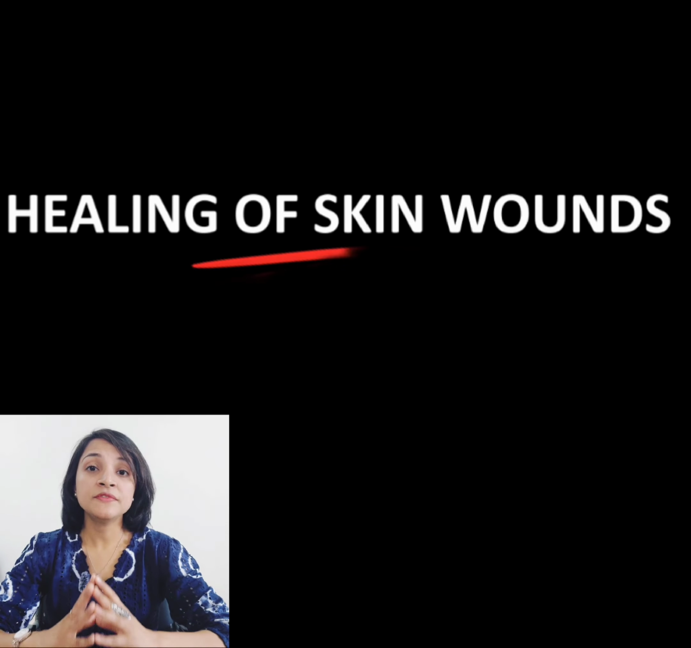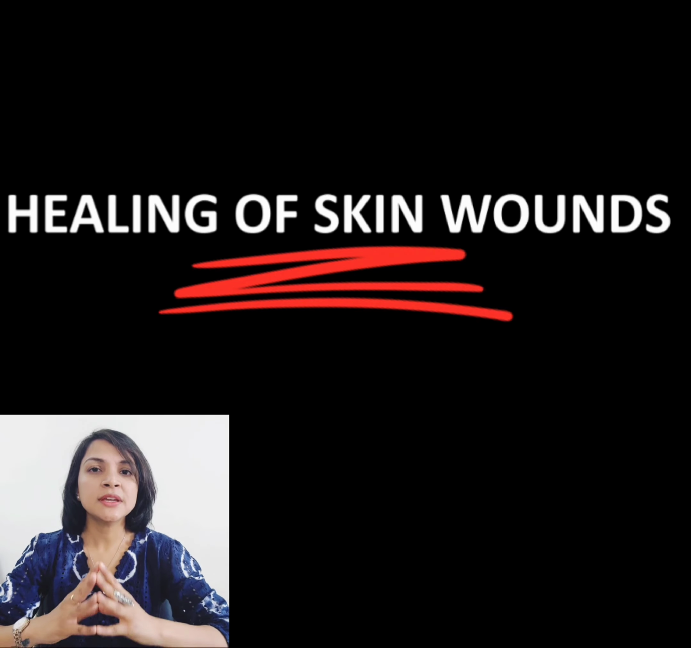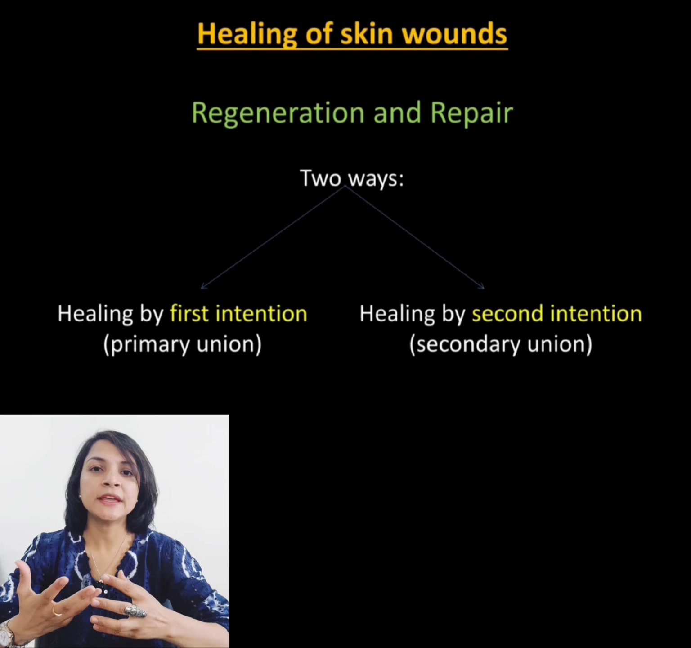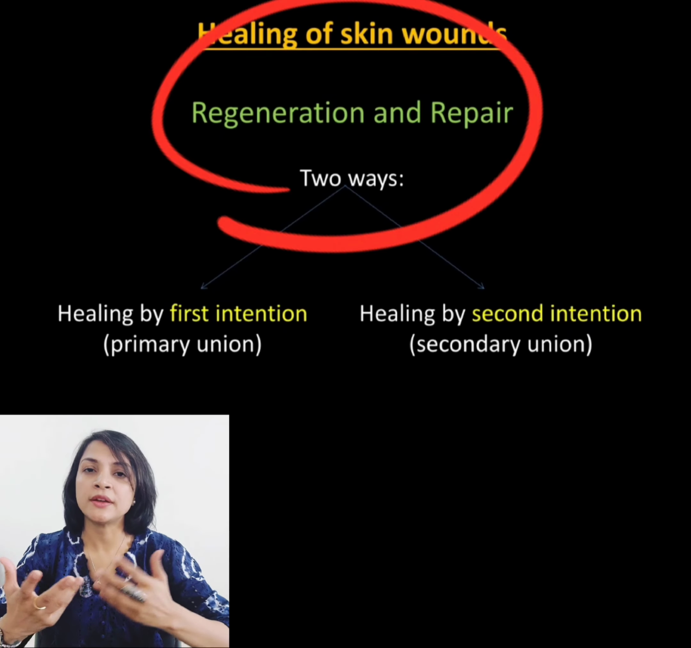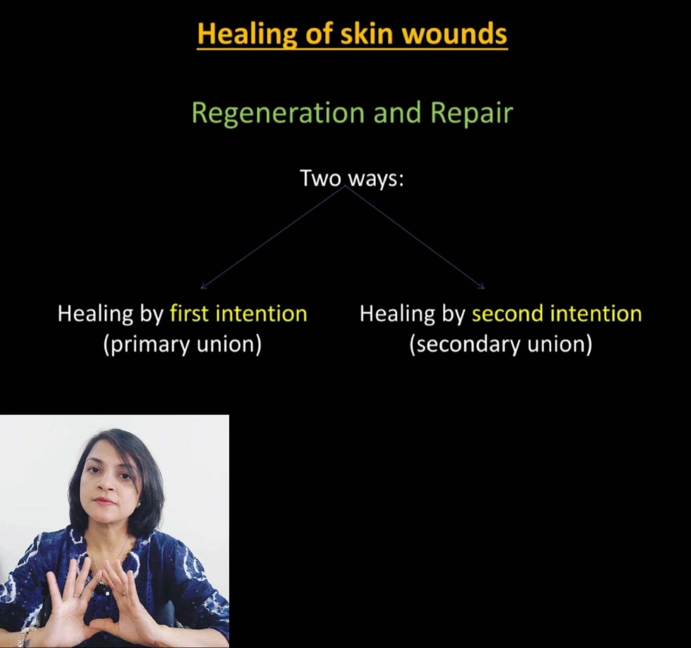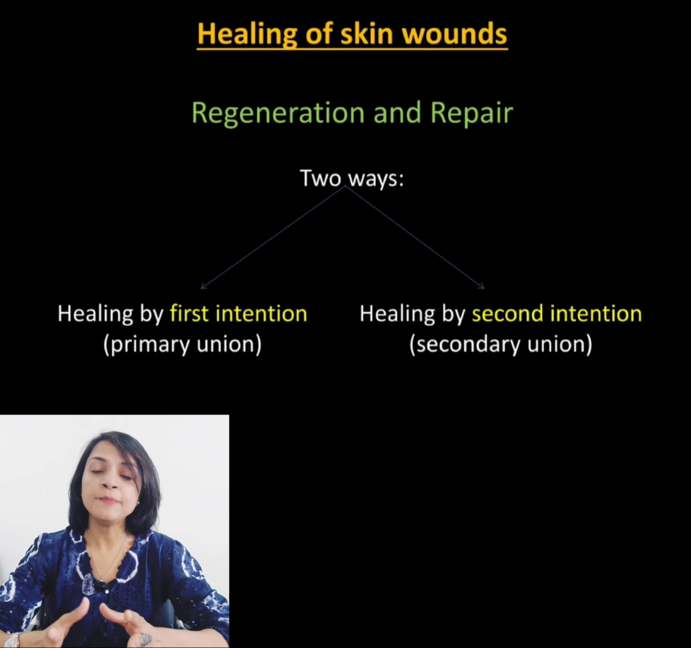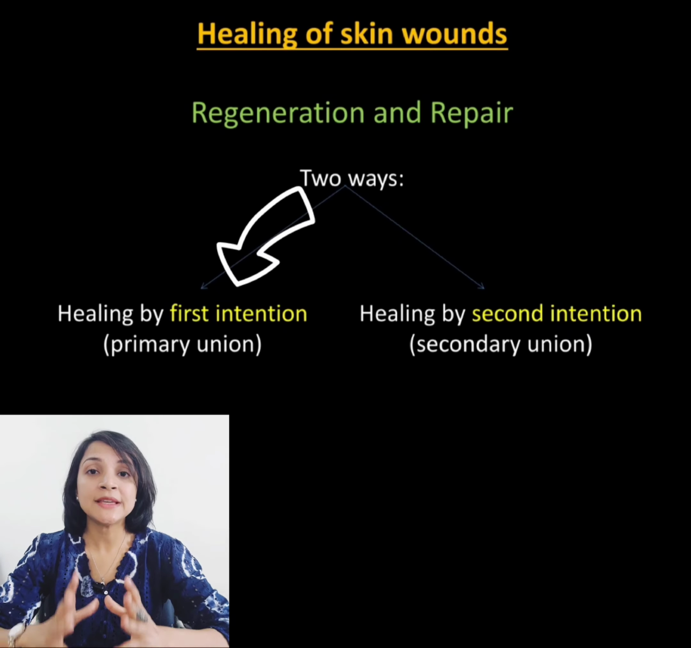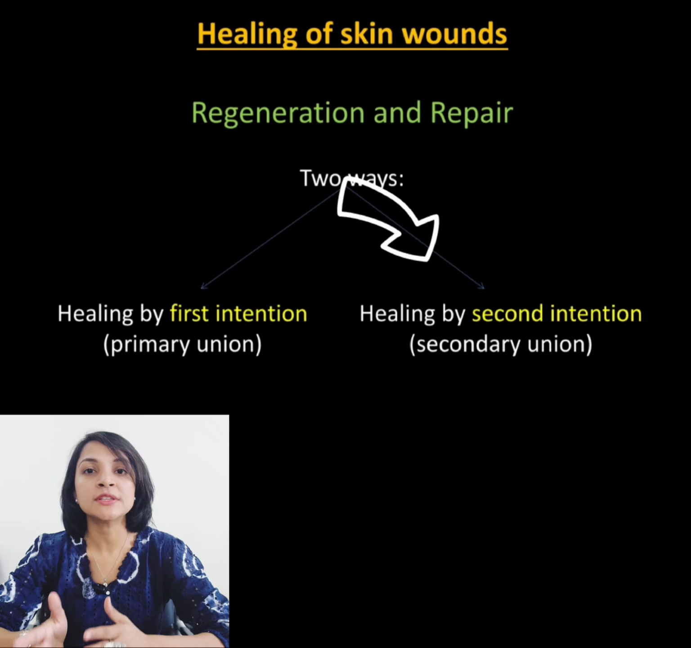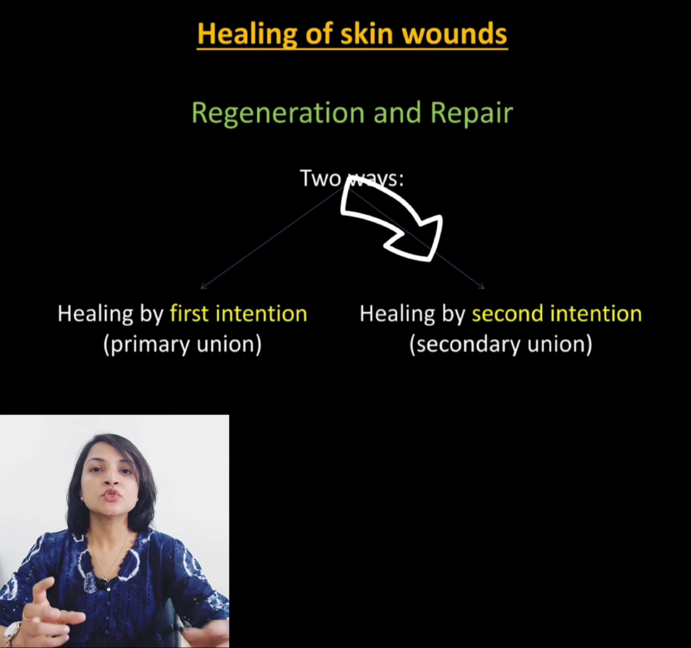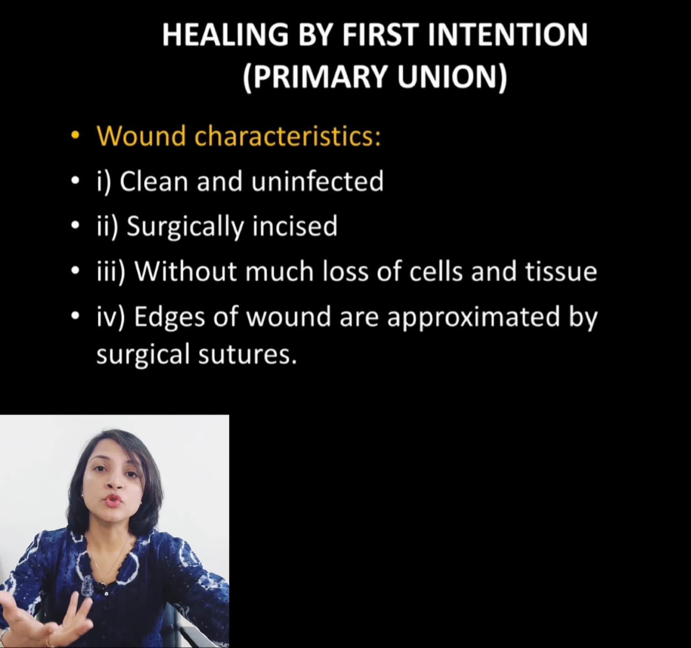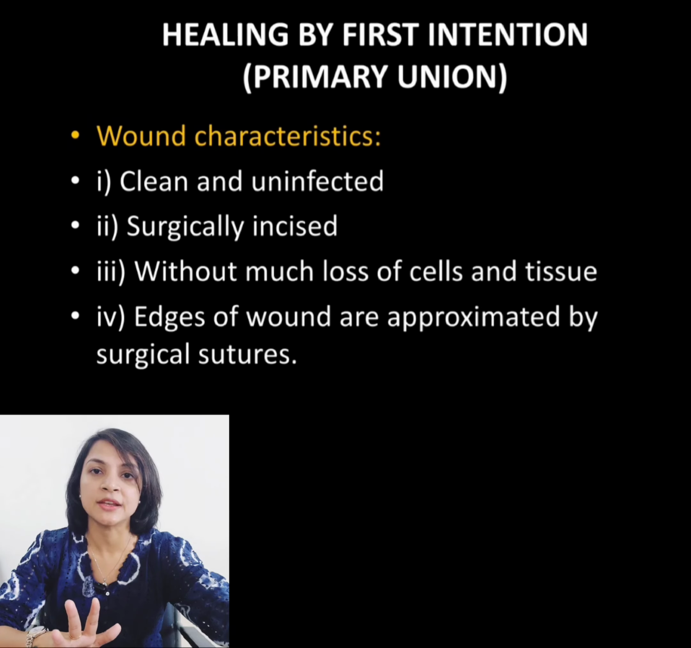Now we'll see healing of skin wounds. In skin wounds, healing will take place with the help of regeneration and repair simultaneously. But mainly in the exam, they will ask you what is healing by primary union and what is healing by secondary union. There are a few characteristics of the wounds which will lead to healing by either primary or secondary union.